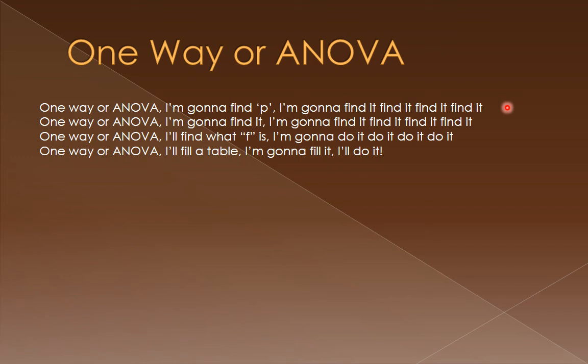One way or ANOVA, I'm gonna find P. I'm gonna find it. One way or ANOVA, I'll find what F is. I'm gonna do it. One way or ANOVA, I'll fill a table. I'm gonna fill it. I'll do it. I will use SPSS to find the group differences and figure out P.